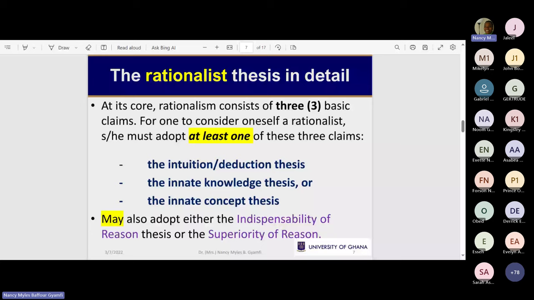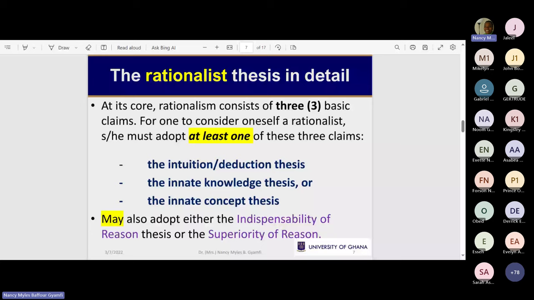Okay. So here too, let's put our coat of rationalism on now. If you want to be called a rationalist, says Kingsley, you have to at least hold on to one of the following. There are three things that are present, but not all three must be there at once. Even if you have only one of them, that is what at least means. And I'll ask you questions like that. If you don't understand rationalism properly, you will be beating about the bush. You might even think the person is not a rationalist, but he is. Or you might think the person is a rationalist when he's not.